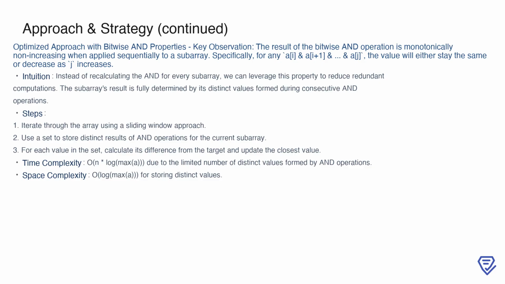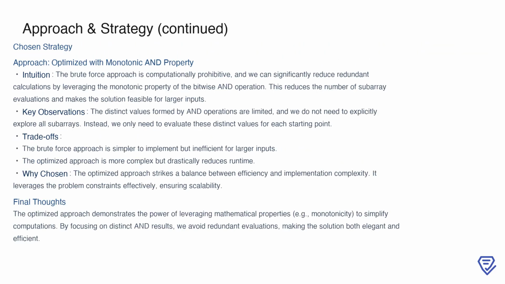The time complexity comes down to n * log(max a), because the number of distinct values generated by the AND operation is limited. The space complexity is also reduced to log(max a) for storing these distinct values efficiently. Ultimately, we chose the optimized approach that leverages the monotonic property of the AND operation.